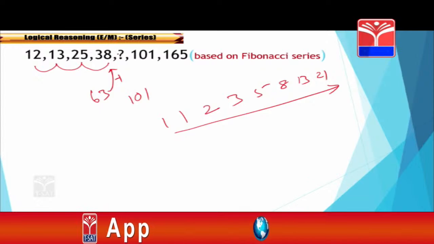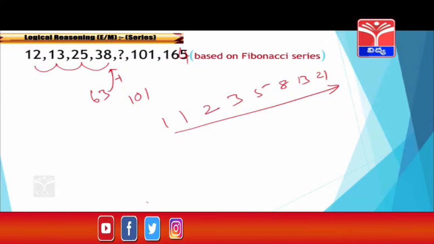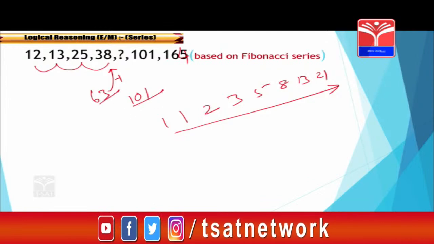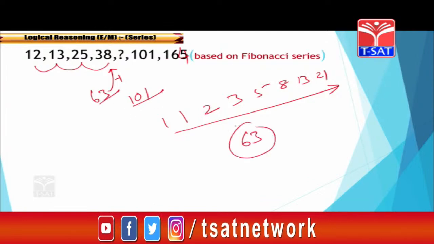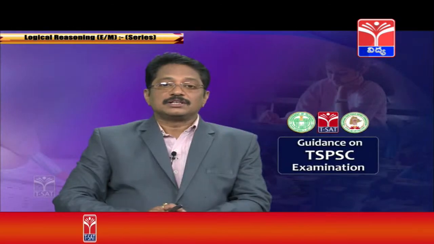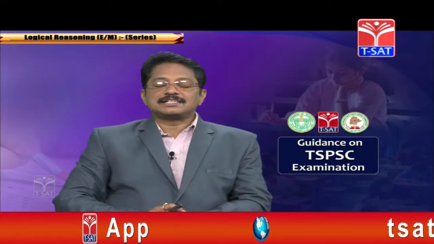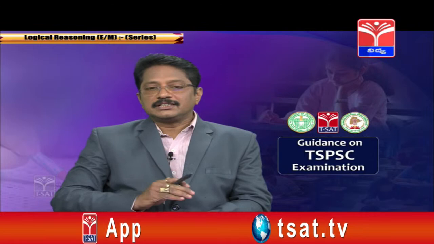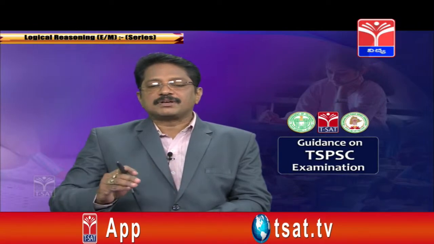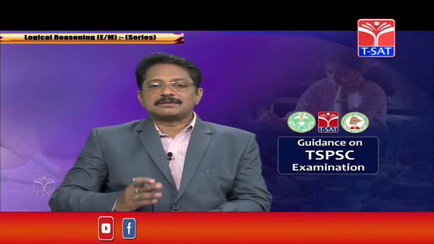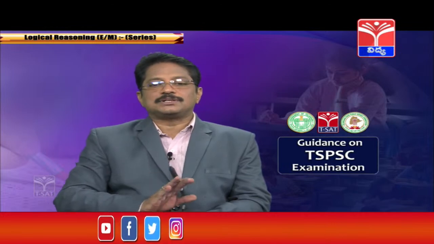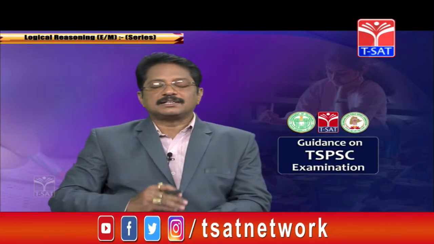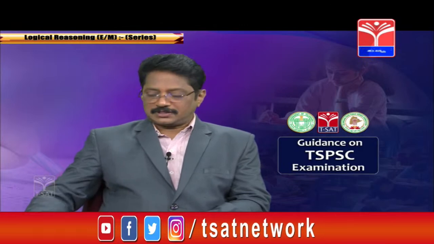25 plus 38 is 63, and 63 will be the answer here. The next is 164 actually. So this is the 101 here. 63 is the answer. So this is called Fibonacci series. So you have to remember the Fibonacci. Fibonacci series means in this series, every number will be generated by the sum of its preceding 2 numbers. Clear? In this manner, generally the Fibonacci series question will come.